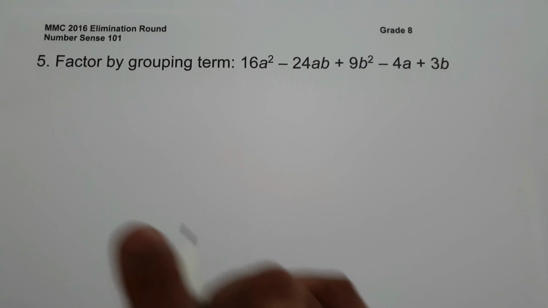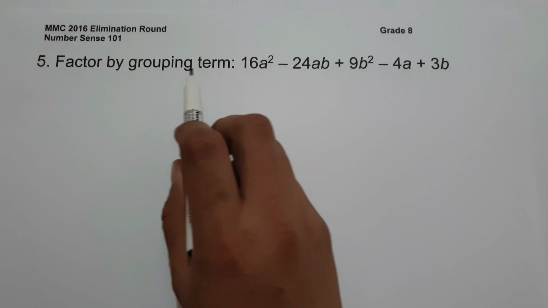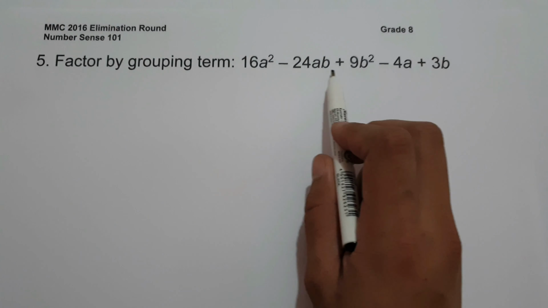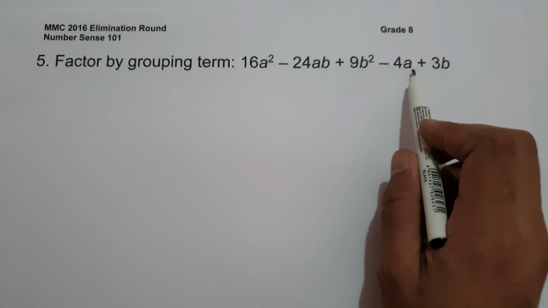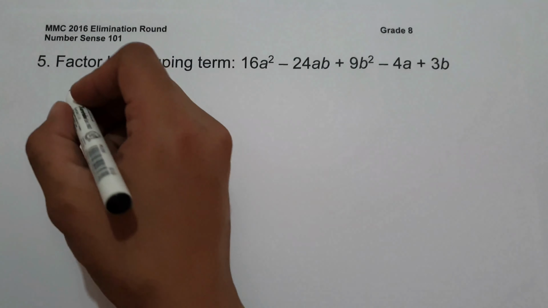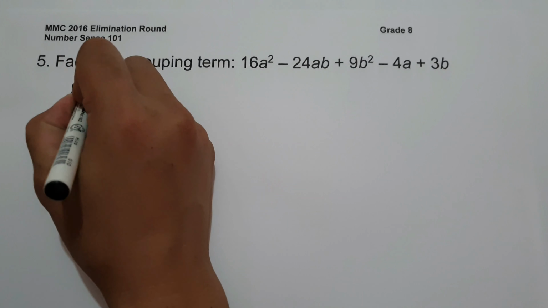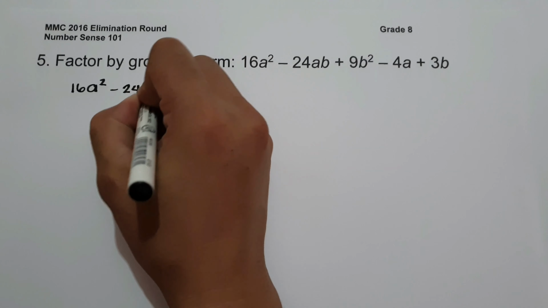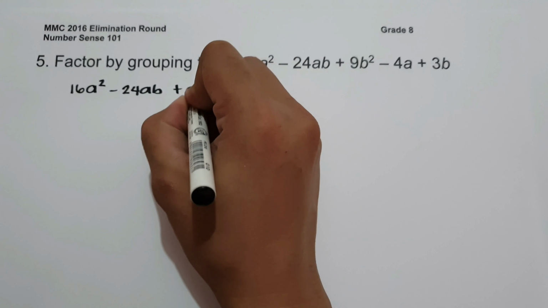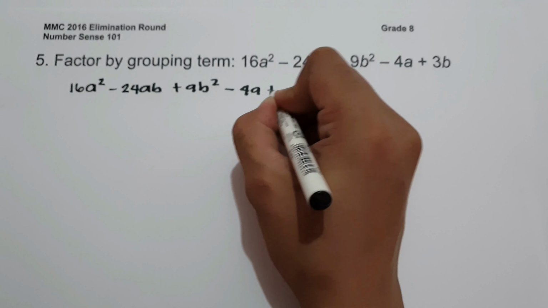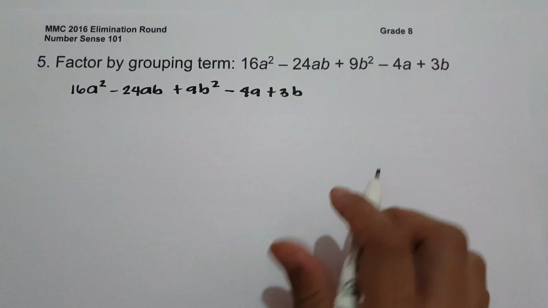On number 5, factor by grouping the terms of 16a squared minus 24ab plus 9b squared minus 4a plus 3b. So how can we factor by grouping the given expression? First, let us have 16a squared minus 24ab plus 9b squared minus 4a plus 3b.